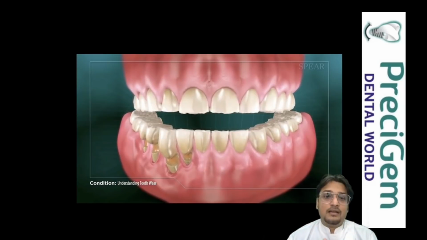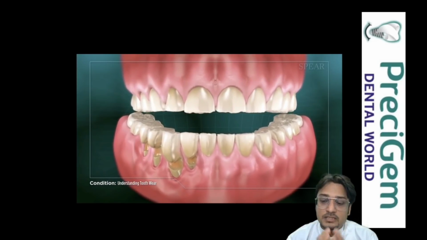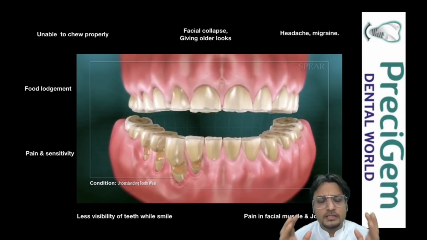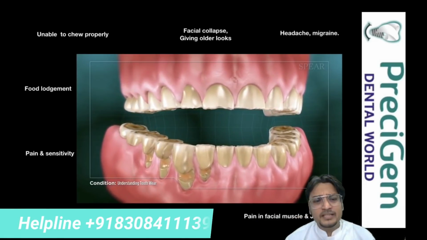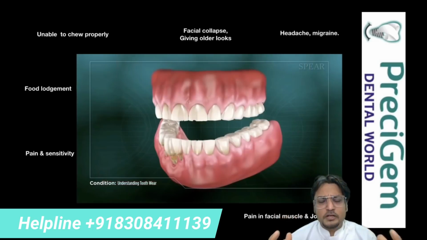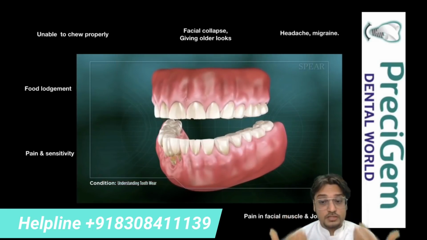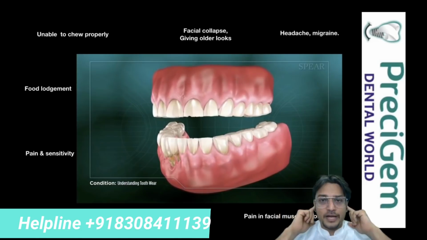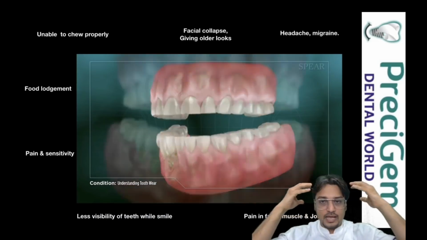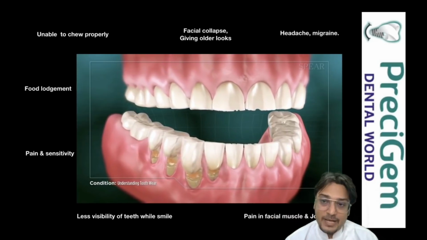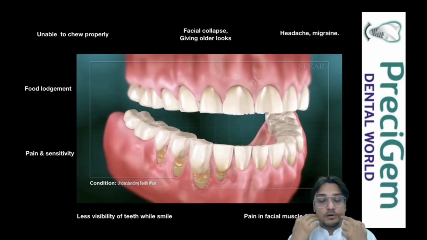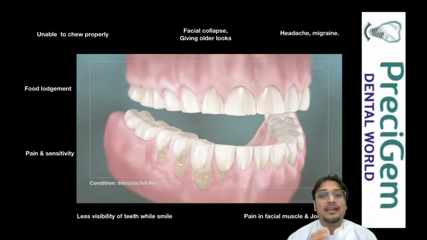And we need to understand that when tooth wear becomes severe, the patient suffers from multiple problems like inability to chew properly, food lodgement, pain, sensitivity, and less visibility of the teeth when smiling. It also causes pain in the facial muscles, joints, as well as in the neck and shoulder. People get unexplained headaches, which they think are migraine, but the major reason is the loss of tooth structure. And of course the facial collapse. I'm going to give you more insight about the facial collapse soon in this video.